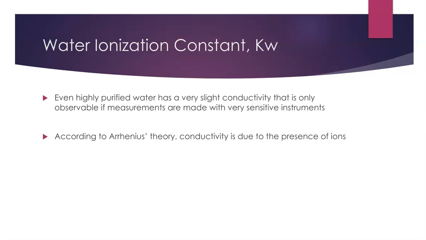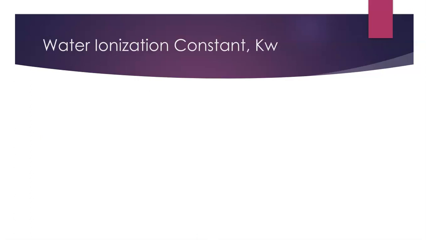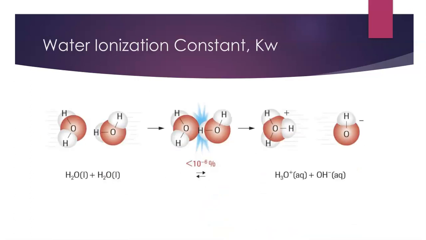If the water is purified, what are the ions that are present? It turns out that water will ionize a very small amount. This means that at any given time, water will have some hydronium ions and some hydroxide ions present.